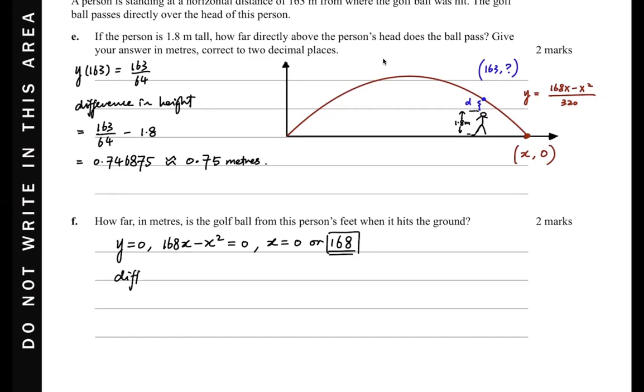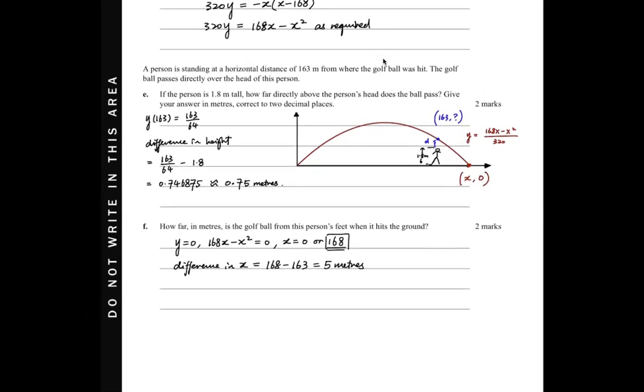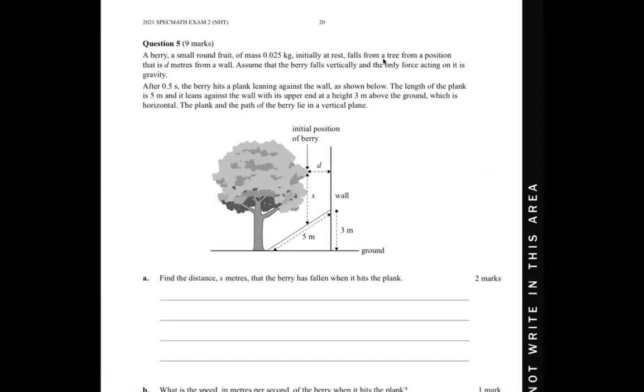So the difference in x, 168 take away 163, which is 5 meters. Yep. Pretty straightforward as a vector calculus question compared to the previous year's vector calculus question. Very easy. So let's look at the next question.